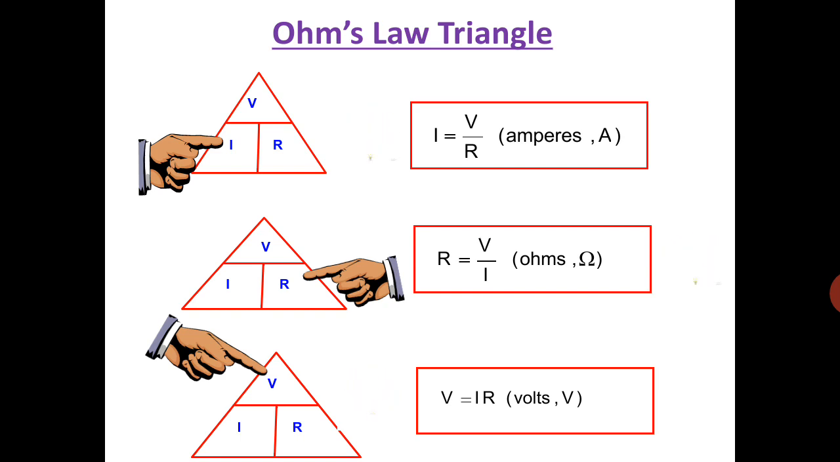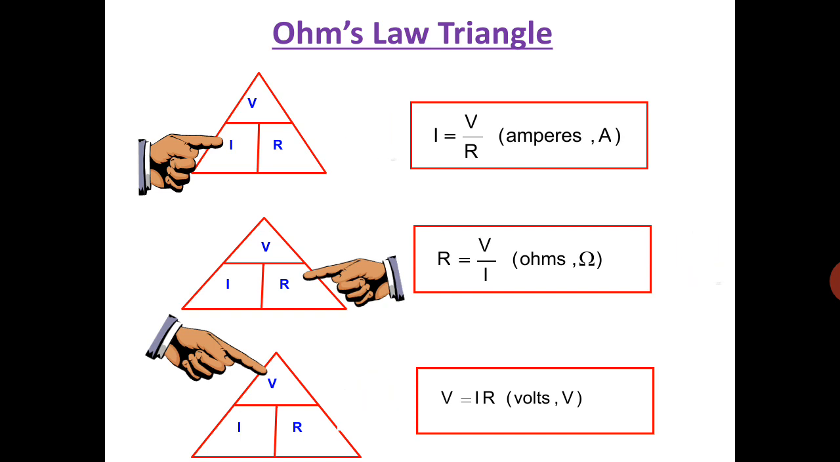We have the voltage on top, the current on the left-hand side, and the resistor on the right-hand side. Based upon this triangle, if you want to identify the current, I is equal to V divided by R. If you want to identify the resistance, R is equal to V divided by I. If you want to identify the voltage, V is equal to IR. So based upon this triangle, you can easily remember the formula.